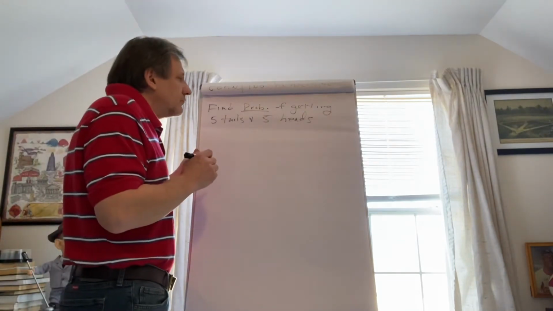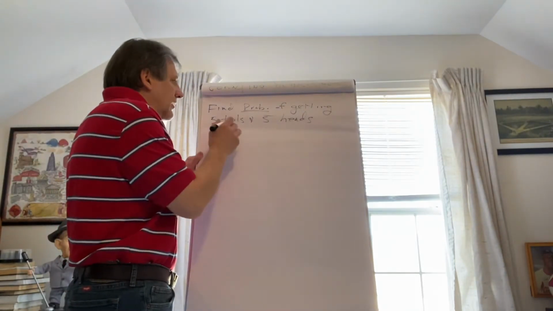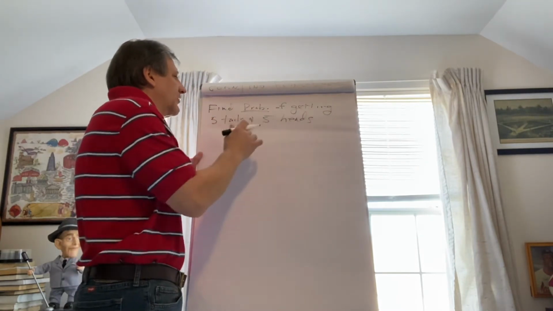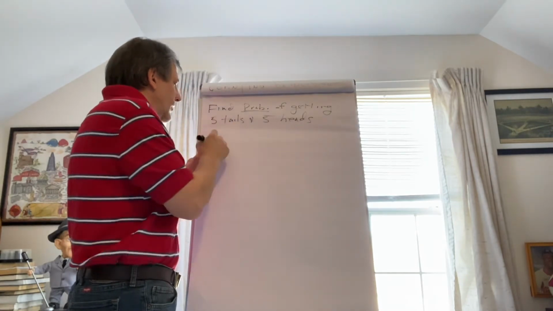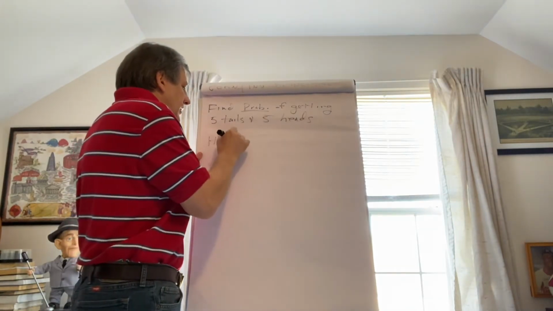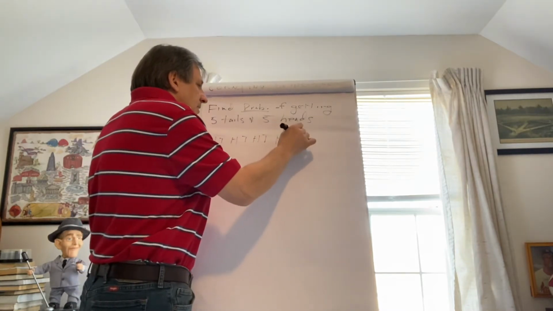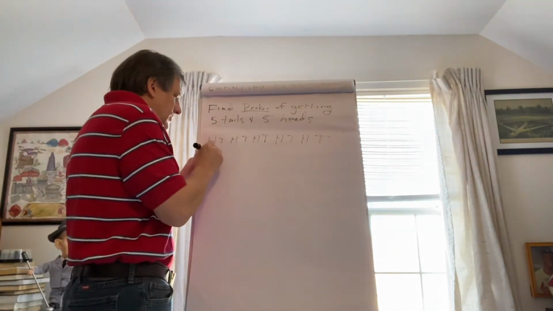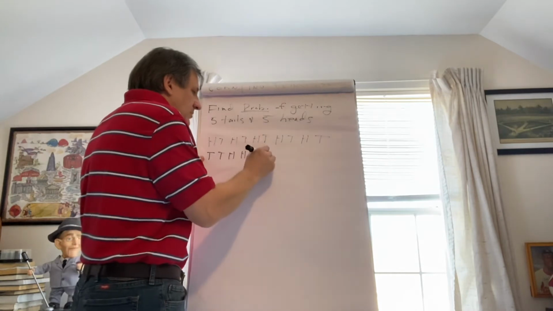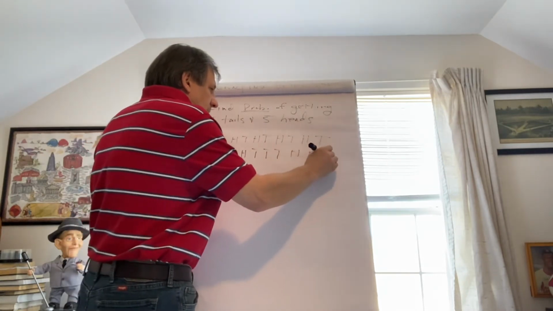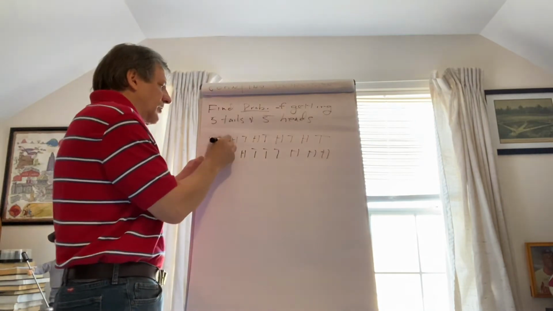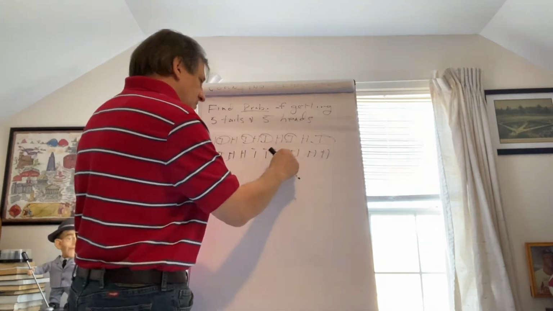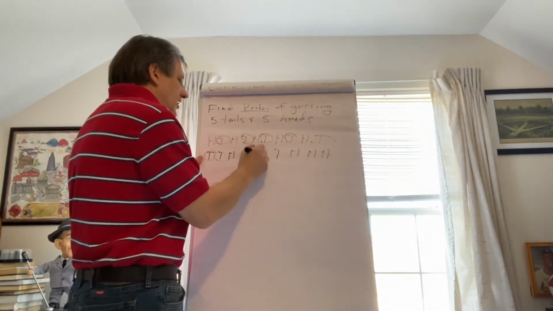So what we might do is write out one way we can get five tails and five heads. We might get head, tail, head, tail, head, tail, head, tail, head, tail. That's one way. Here's another way: tail, tail, head, head, tail, tail, tail, head, head, head. Each of these has five tails and five heads.